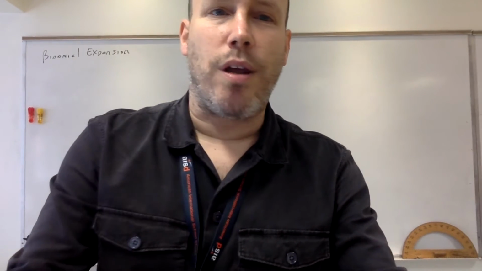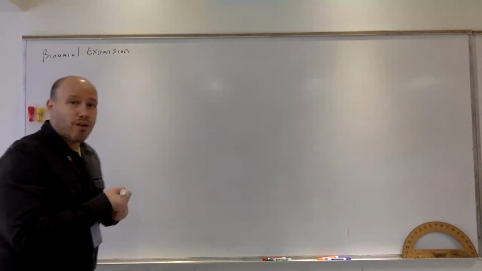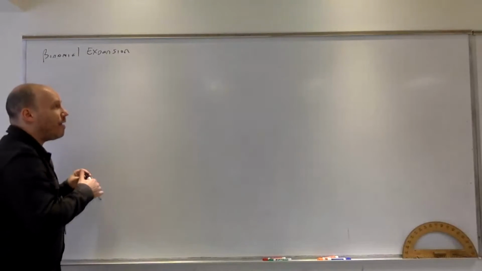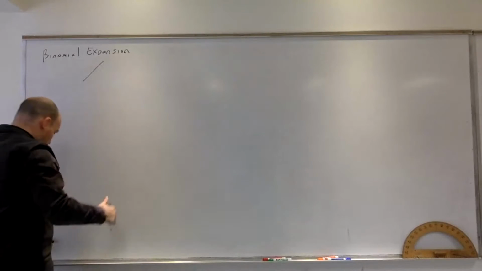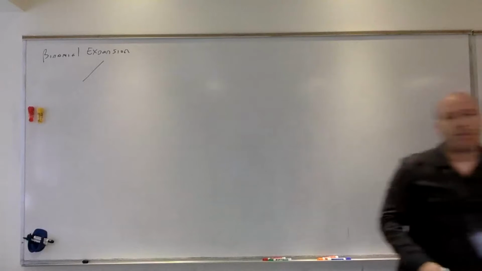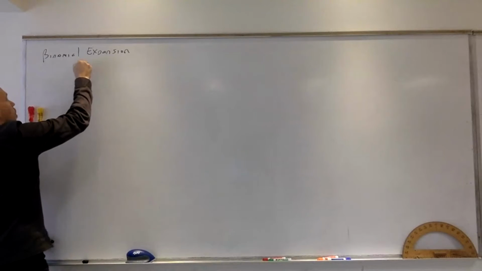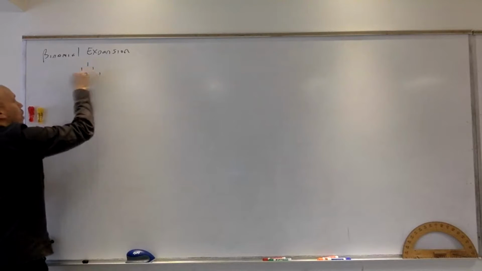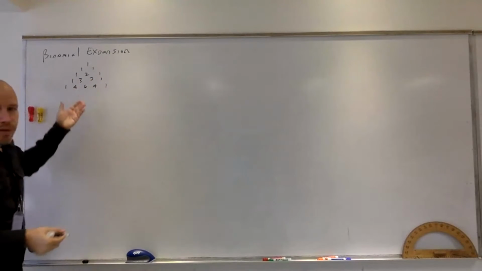Okay, we're going to be doing binomial expansion. In the video, I asked you to do that grid thing. It turns out that the numbers were Pascal's triangle. So they end up being 1, 1, 1, 1, 2, 1, 1, 3, 3, 1, 1, 4, 6, 4, 1. You'll notice a couple of things about the pattern.